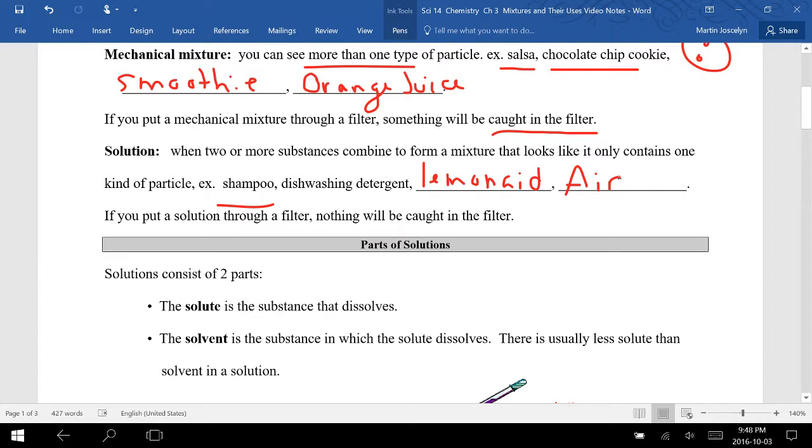So if you put a solution through a filter, nothing's going to get caught in that filter. It's just going to go all the way through. So air, even though it's a gas, it's also a solution.